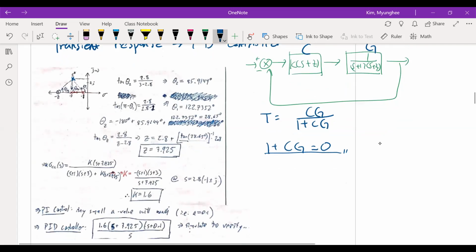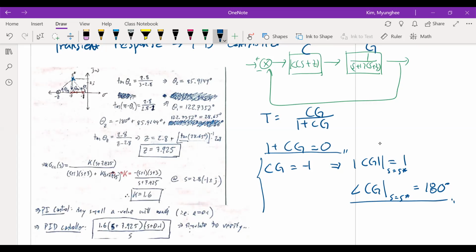That means your CG should be negative 1. So the magnitude should be 1 when s equals s star, and the angle of CG at s equals s star should be 180 degrees. And we can calculate this angle using geometry.